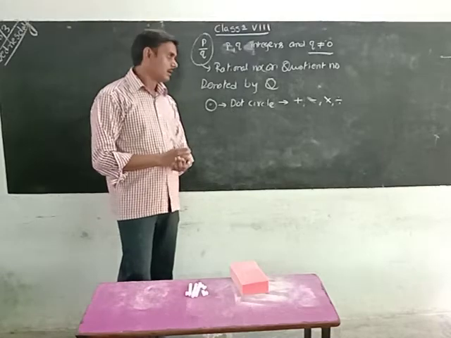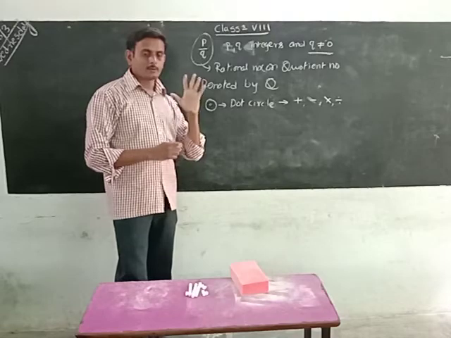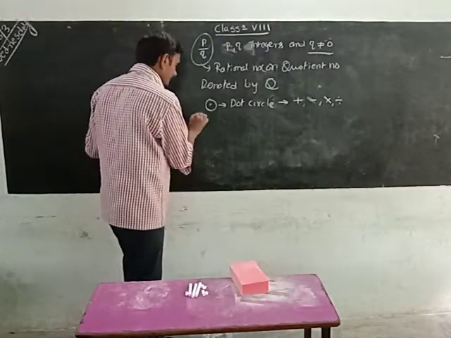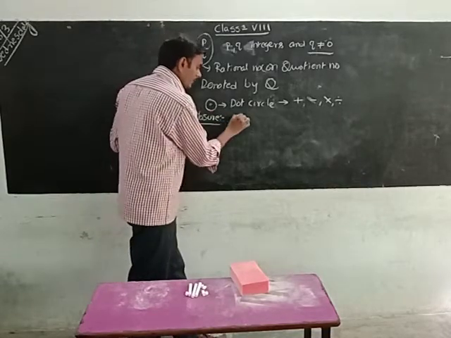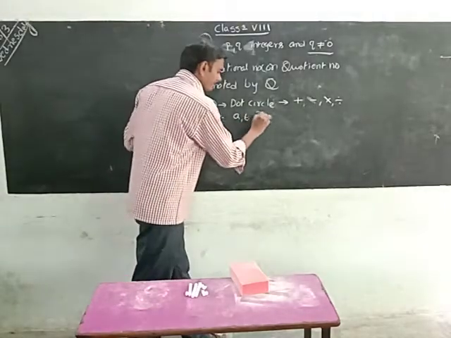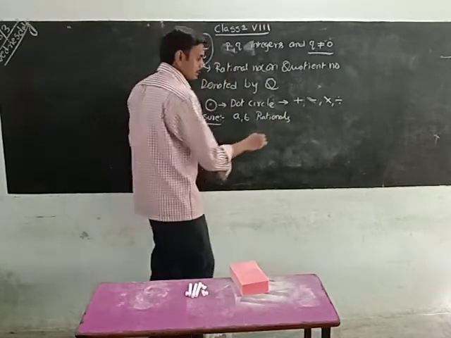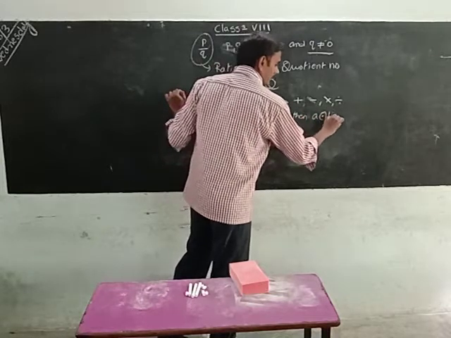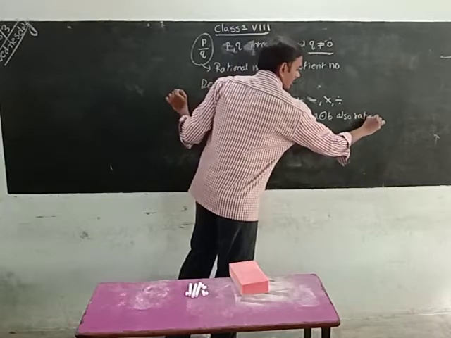Totally, how many properties are there? Basically 5 properties are there. First, the closure property. What is the closure? If you take any two rational numbers a, b that are rationals, then a dot circle b is also rational. This is the closure property.